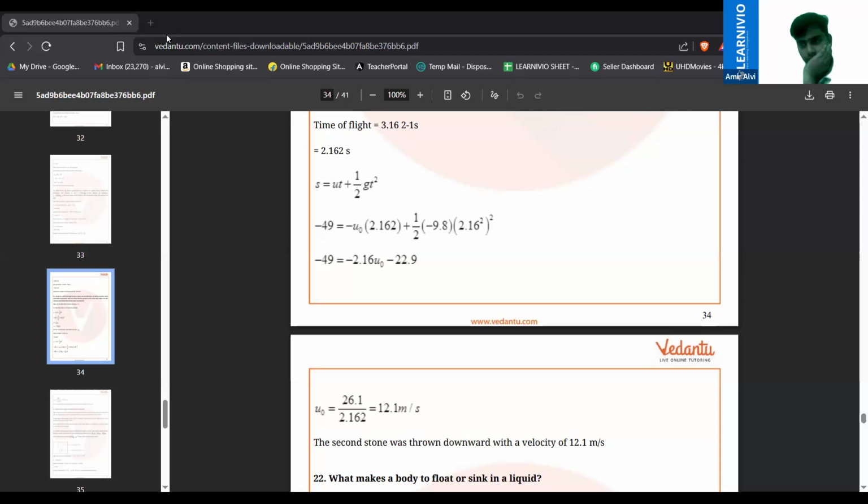Yes, sir, completed it. Yes, please tell me. So a body floats when the density of the object is less than the density of the liquid. Okay, and next, a body sinks when the density of the object is more than the density of the liquid. Yes, correct. Good.